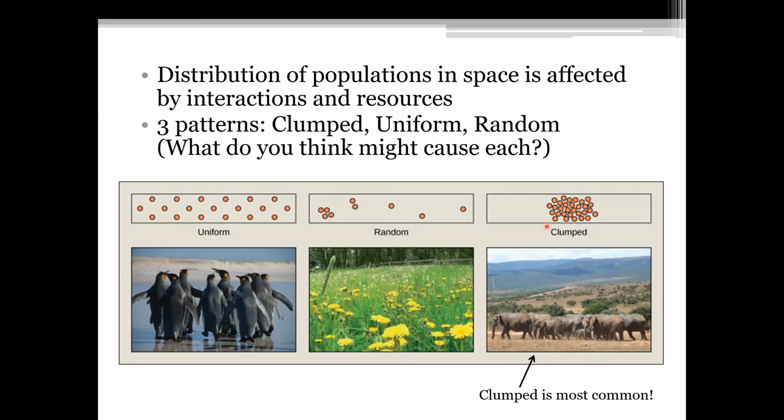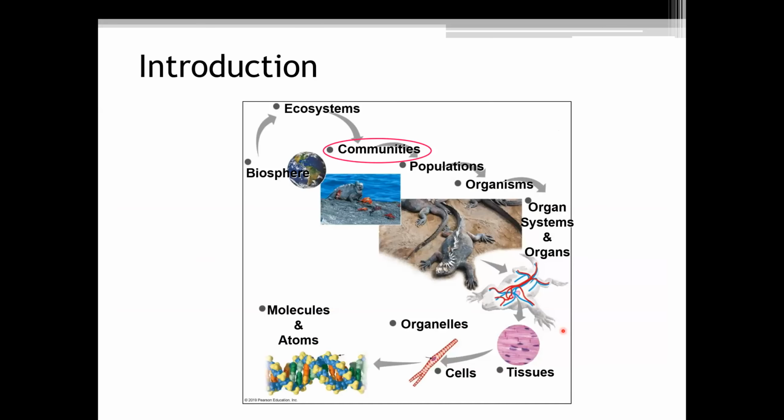And here, this is seen in animals that live in groups. So, as shown here, a herd of elephants. You could also see this in a school of fish. You could also see this in plants that drop their seeds straight to the ground. So, an example of that would be oak trees. Okay, so now we're going to go up one. So we were at populations. Now we're going to go up to communities.